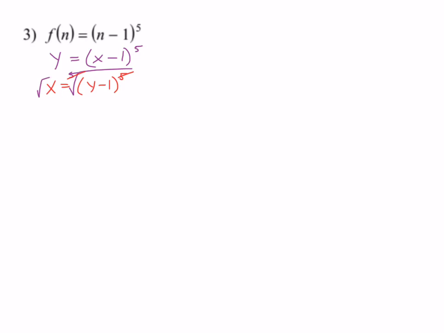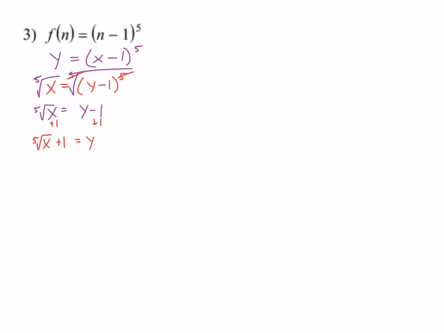Whatever you do to one side, we have to do to the other. So I get the 5th root of x equals, and then all I have left is y minus 1. Then, to get y by itself, add 1. But make sure that positive 1 stays outside the radical, because that didn't get the 5th root.